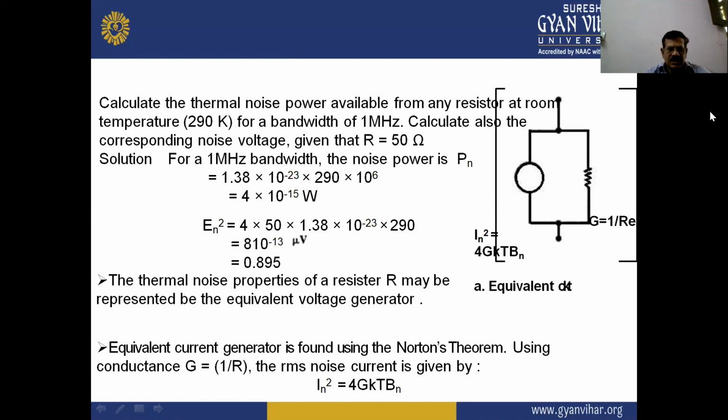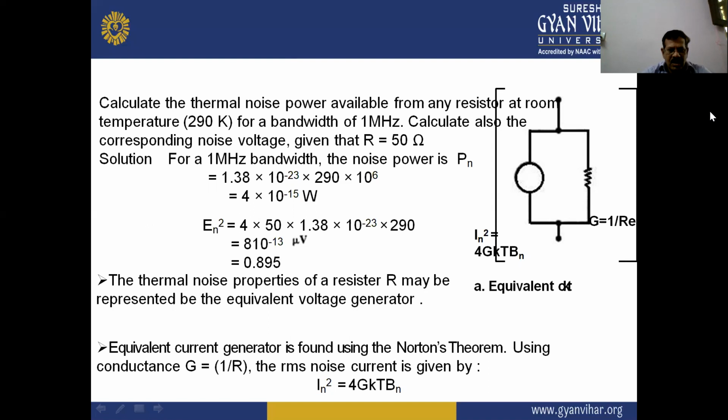So the thermal noise properties of a resistor may be represented by the equivalent voltage generator. The equivalent current generator is found using Norton's theorem, using conductance G equal to 1 upon R. Then the RMS noise current is given by In square equal to 4GkTBn. G is inversely proportional to resistance, where G is the conductance, G equal to 1 upon R.